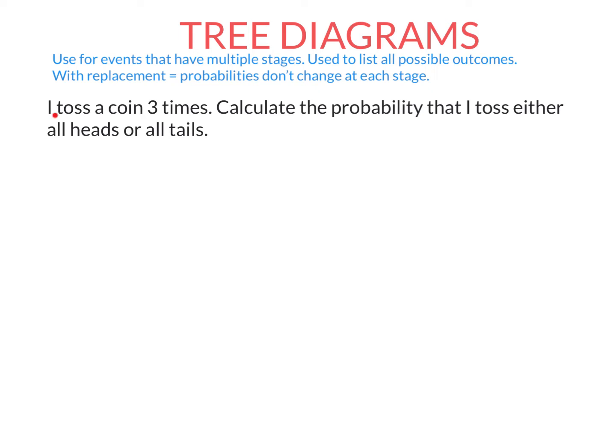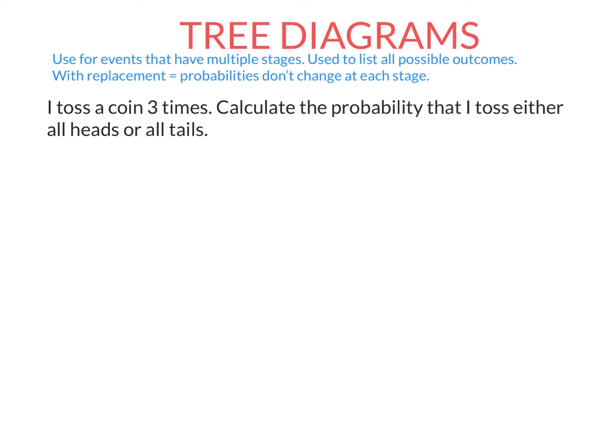So let's look at this example. I toss a coin 3 times. Calculate the probability that I toss either all heads or all tails. This is not an easy question to do off the top of your head, so we're going to use a tree diagram. We know to use a tree diagram because this is something that occurs in stages. If you're tossing a coin 3 times, you're doing 3 things.